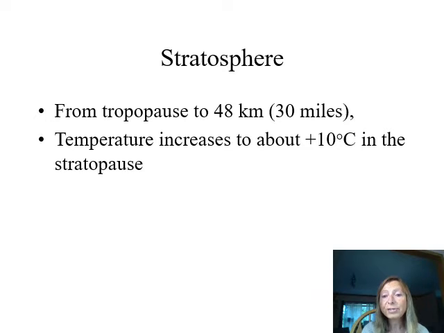The next layer is the stratosphere. The stratosphere extends from the tropopause to approximately 48 kilometers or 30 miles. In the stratosphere, the temperature again increases and it reaches 10 degrees centigrade. The most interesting aspect of the stratosphere is that it includes the ozone layer. The ozone layer is located in the lower part of the stratosphere and protects our planet from the harmful effects of ultraviolet radiation.